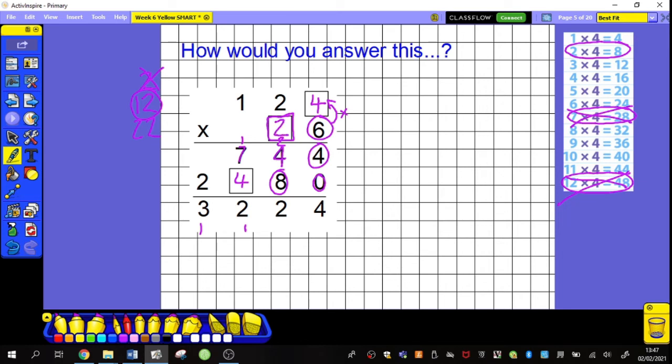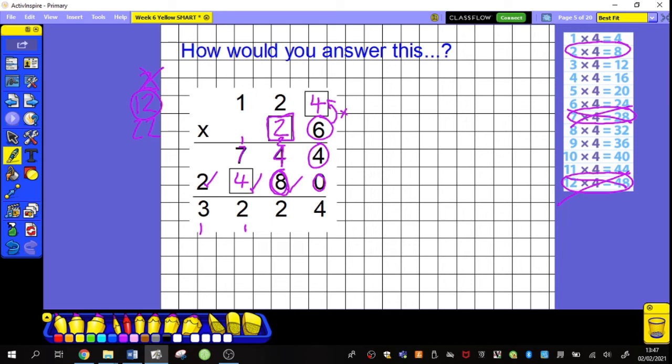Because 2 times 4 is 8. Yep, that would work. 2 times 2 is 4. That would work. And 2 times 1 is 2. That would work. Great. So I've now solved them all. I've missed a 4 on my 4th row, a 2 on my 2nd row, and a 4 at the top.